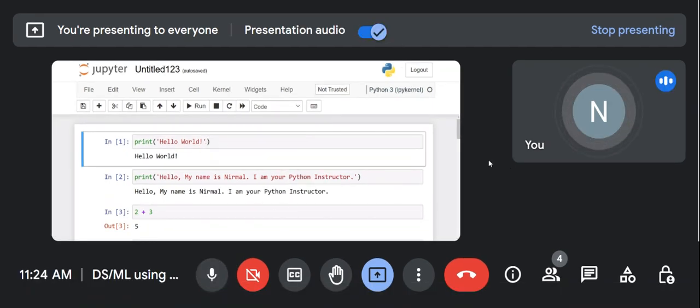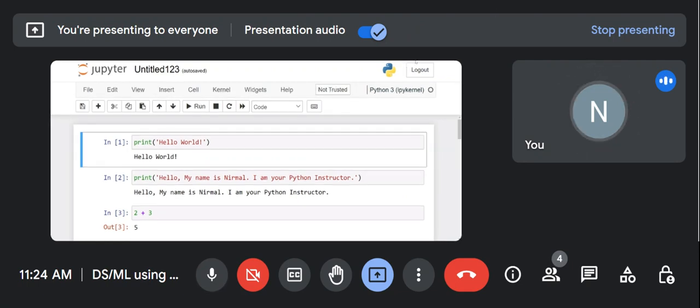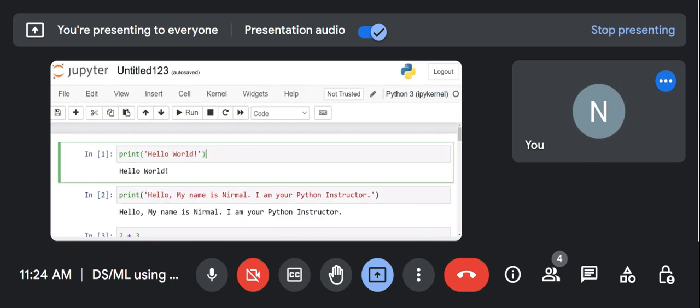So here is your file number 1. We are going to start with the basics of Python. The first program which comes to mind is hello world, because we want the machine to say hello to us.